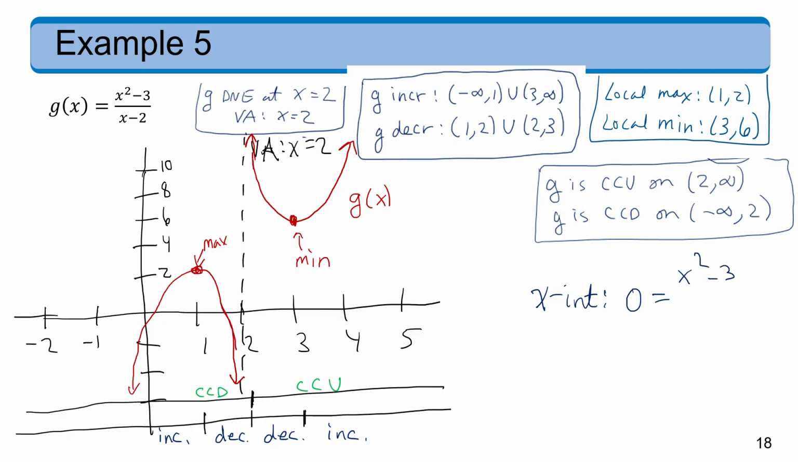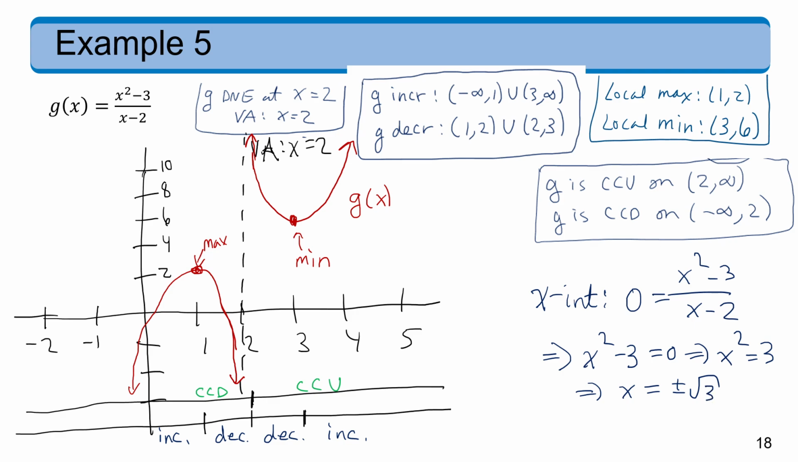I'm just copying the formula for g of x, and I replaced g of x with y, so I replaced it with 0. So then we've got a fraction equal to 0, and as we've discussed before, the only way that could happen is for the numerator to equal 0. And then you can solve this for x. So we get x squared equals 3, which means x is plus or minus the square root of 3, which will be 1 point something, right?